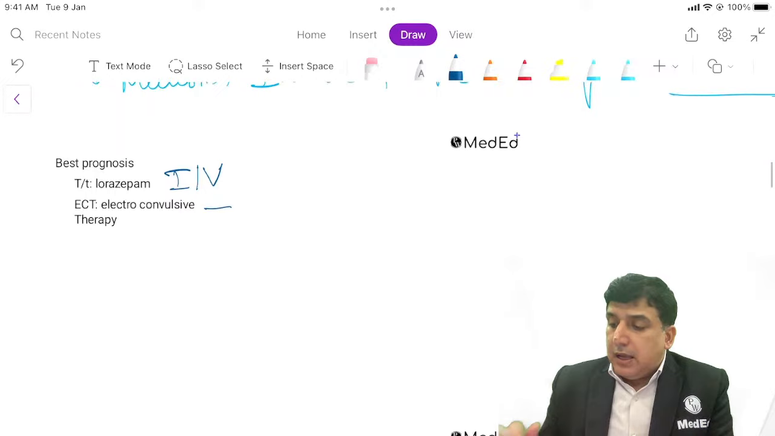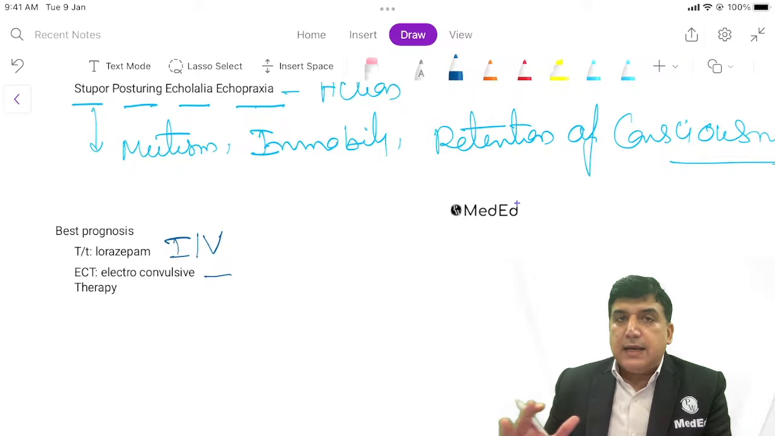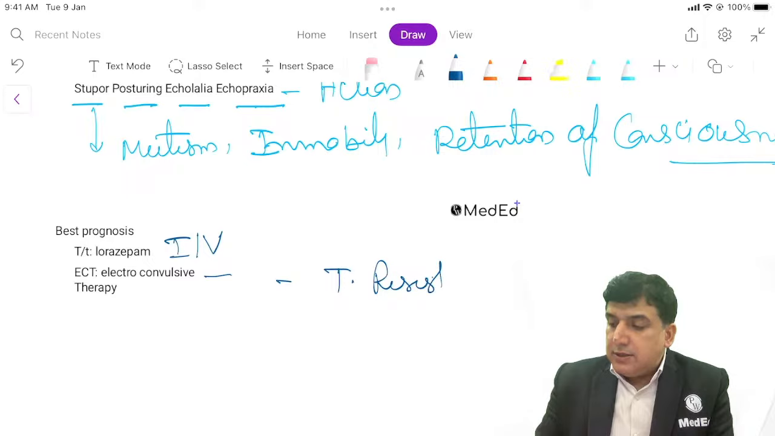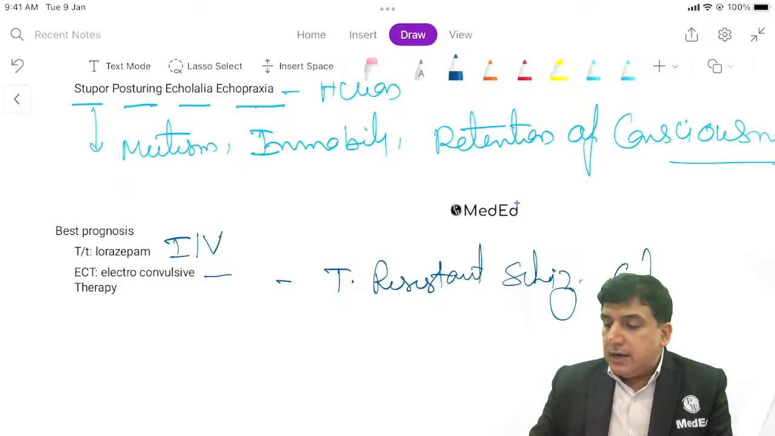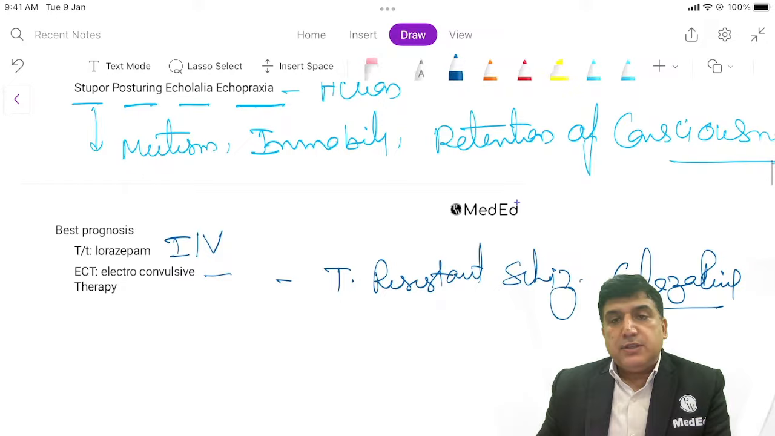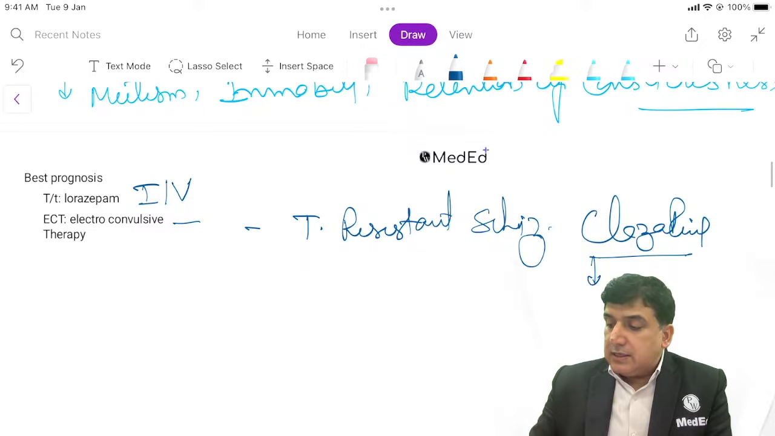In schizophrenia, a few more important MCQs they ask, usually psychopharmacology, the antipsychotics. If they ask about treatment resistant schizophrenia, the drug of choice is what? Clozapine. About clozapine, they ask many MCQs. One is treatment resistant schizophrenia. Second, they ask that clozapine is basically the most common cause of metabolic syndrome.